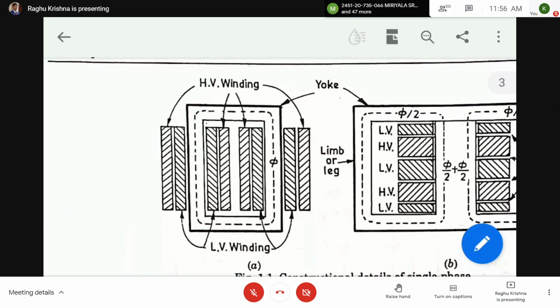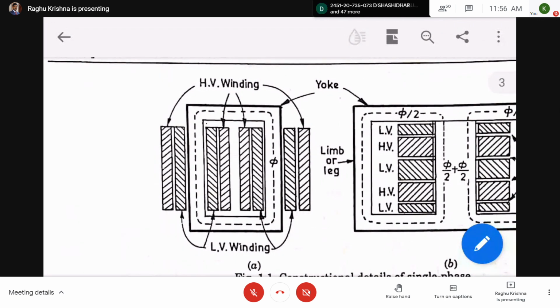Here half part of the low voltage winding is wound just after the core, so on the core you are going to have half part of the LV winding, and another half is wound on the second leg. Next, the diagram on the left side is the core type transformer, and it is a cross sectional view.